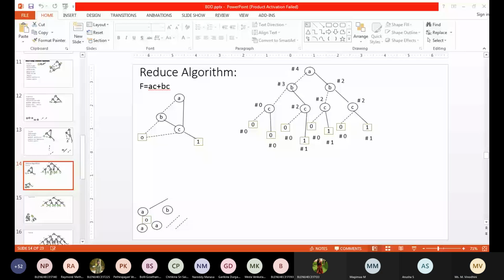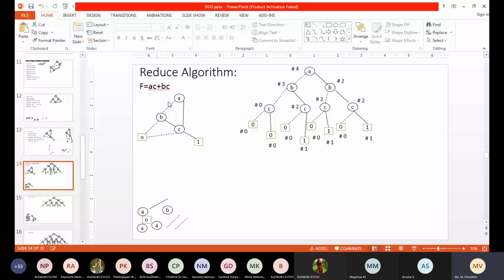Okay. So yesterday we took the expression f equals AC plus BC. A, B, C, 3 variables are there. Based on that, first we have to draw the binary decision tree. So I took the first variable A, then B twice, C 4 times, then 8 leaf nodes. A, B, C, 3 variables, so totally 2 power 3, 8 leaf nodes. First we have drawn the binary decision tree, and inside the leaf nodes, the values are filled as per the truth table of this Boolean expression.